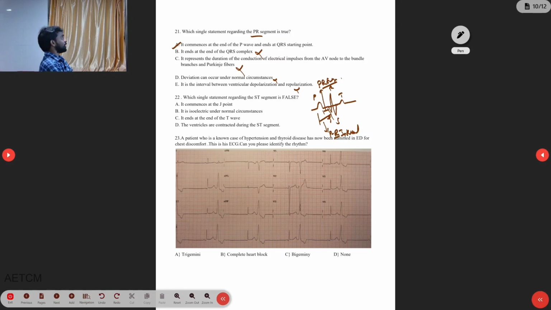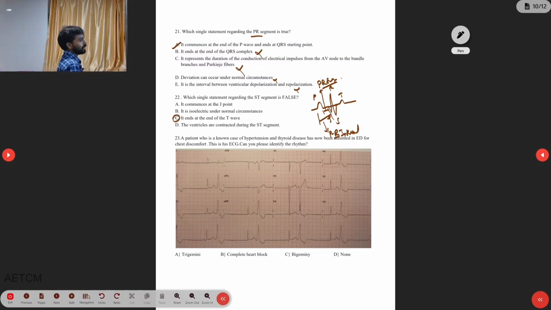Then we will see the 22nd question. Which single statement regarding ST segment is false? So they are true, here we need the false one. Option A, it commences at the J point. Option B, it is isoelectric under normal circumstances. Option C, it ends at the end of T wave. And option D, the ventricles are contracted during the ST segment. So the false one is option C.